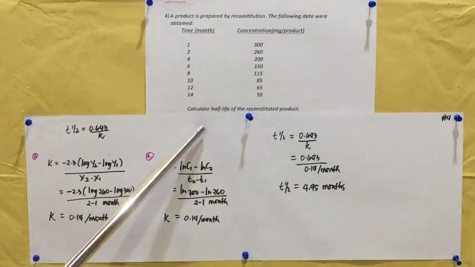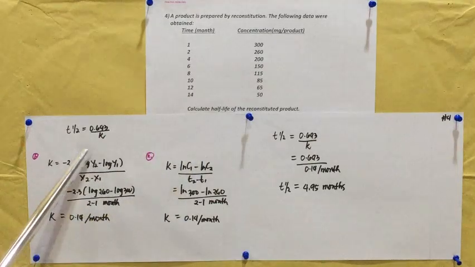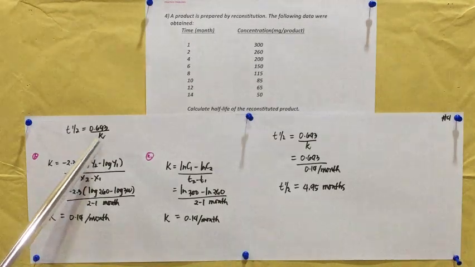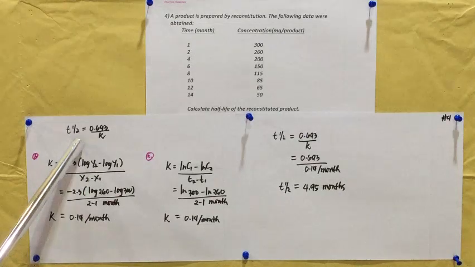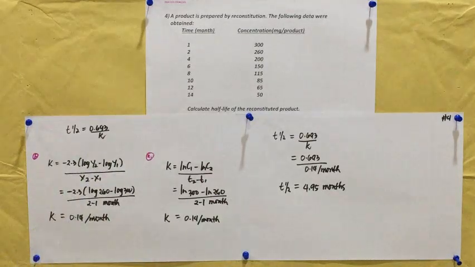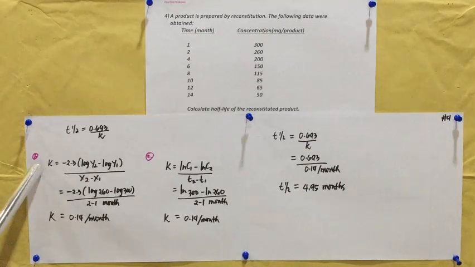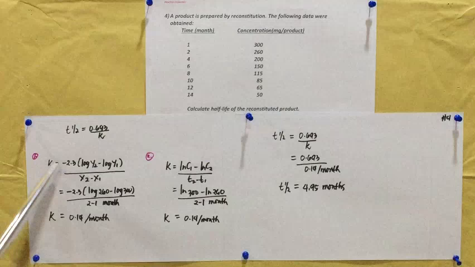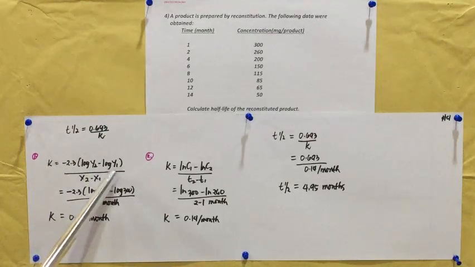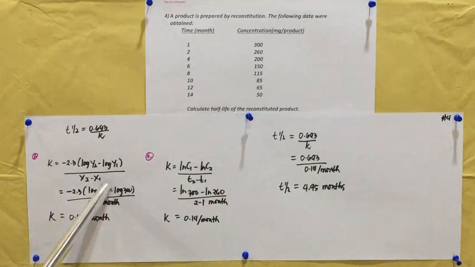Now, to compute for the half-life of first-order kinetics, we have this formula. T1/2 is equivalent to 0.693 divided by K. Now, we cannot proceed in solving the half-life because we do not know K. So, we have to compute for the K first. Now, there are two approaches in computing for the K. You can use this first formula here. K is equivalent to negative 2.3 times the log y2 minus log y1 divided by x2 minus x1.